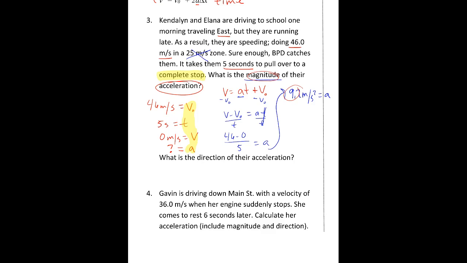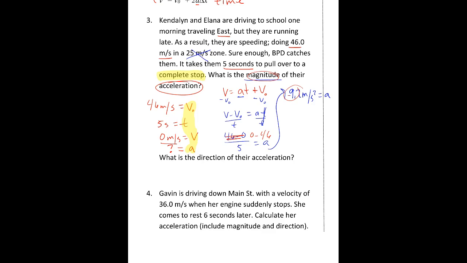Oh, you know what? I just found a mistake. Up here, it should have been 0 minus 46. Let's cross that out. That should have been 0 minus 46 because it's final minus initial, and my final was 0. I bet a lot of you caught that. If you did, good job. So it should be 0 minus 46.